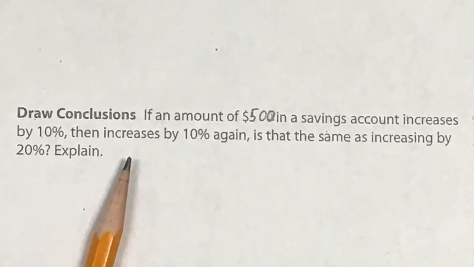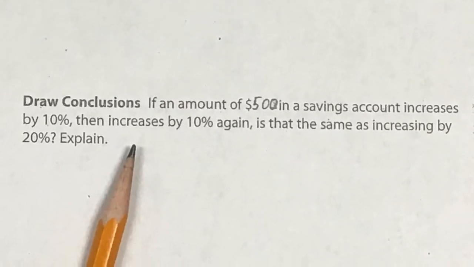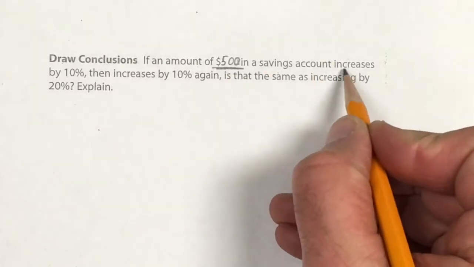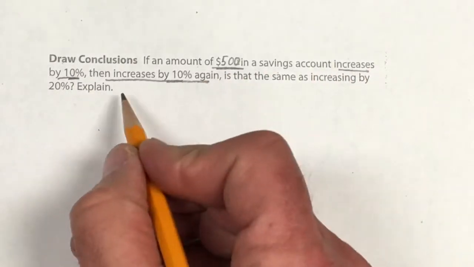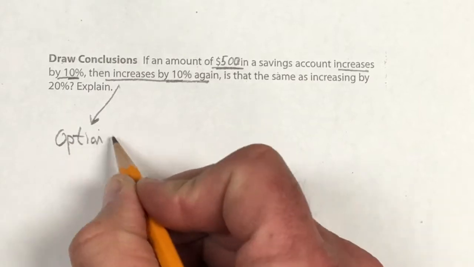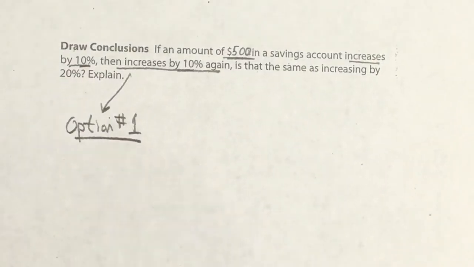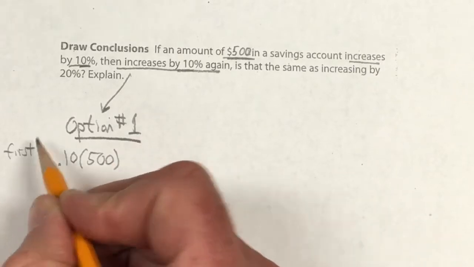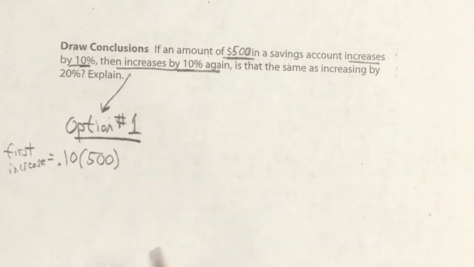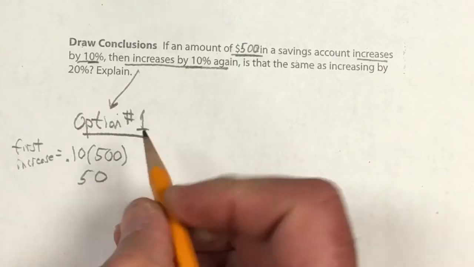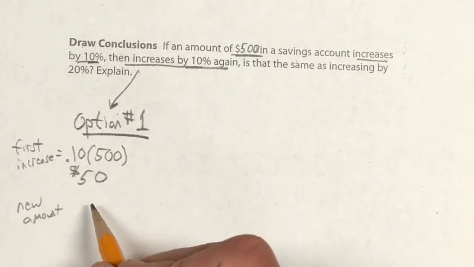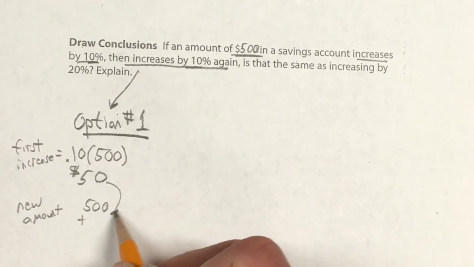On the back, we have a $500 savings account. We want to see if it increases by 10%, then you take another 10% increase, to see if that is better than increasing by 20% right off the bat. So option 1, find a 10% increase. You take the 10%, change it to a decimal, multiply by 500, which is a $50 increase. Add that on to get the new amount, which gives you $550.